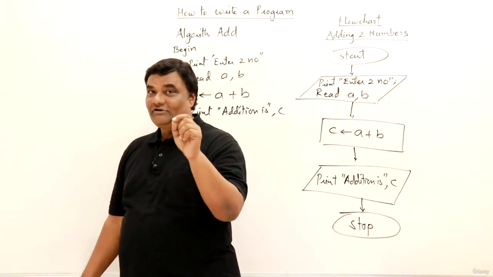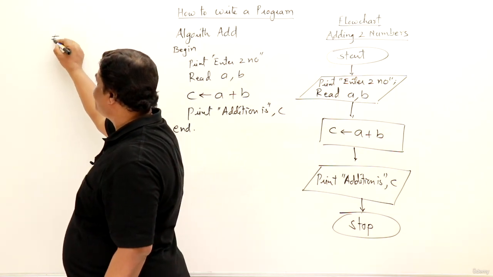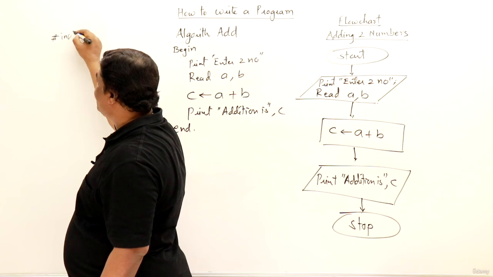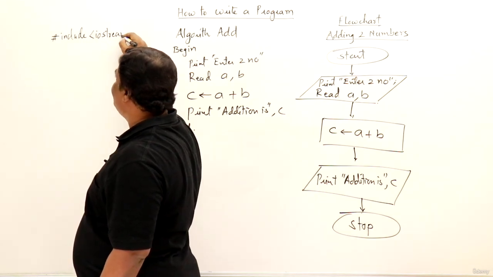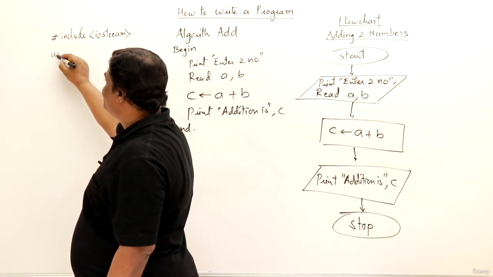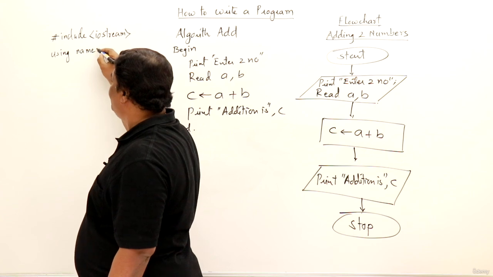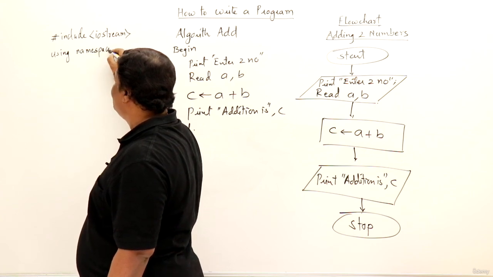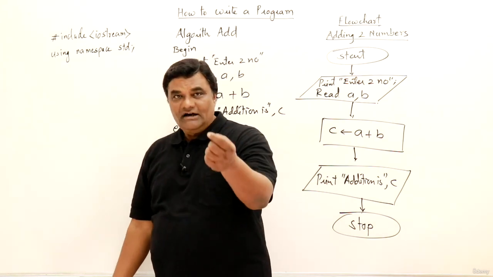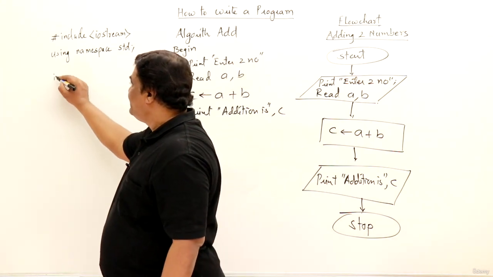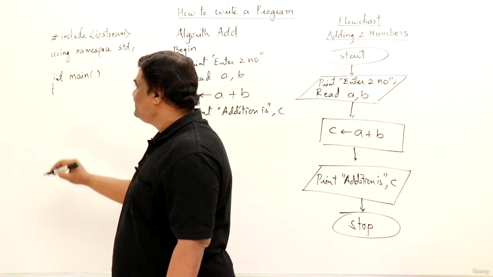First of all, I will write down the skeleton of a C++ program. For that, I have to write hash include iostream, right? This is the thing that we have already learned. Then I have to write using namespace std, which will be useful whenever I am using cin and cout. Now the main function, int main, and the start of the main function.